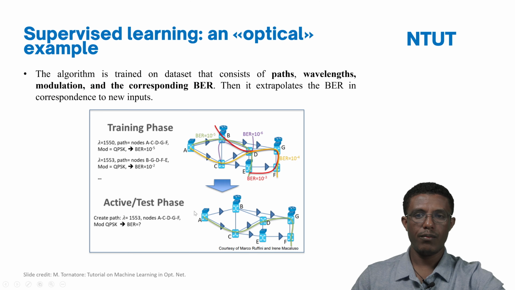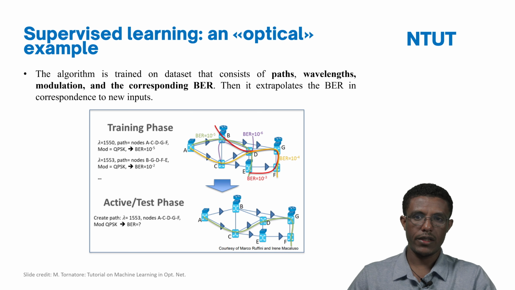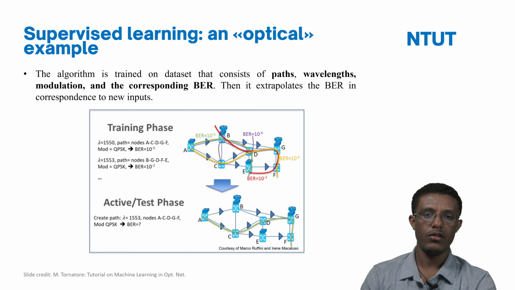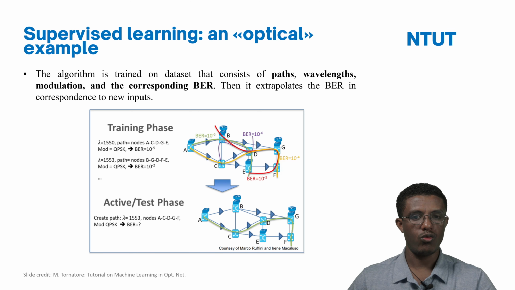Also, this is an example related to optical communications. For example, this result showed that the algorithm is trained on a data set that consists of the path, wavelength, modulation, and the corresponding bit error rate. This diagram showed the routing, finding which is the shortest path to move the signal from one place to another.